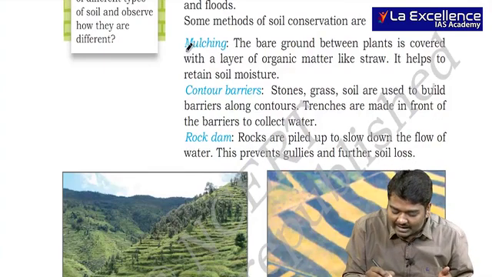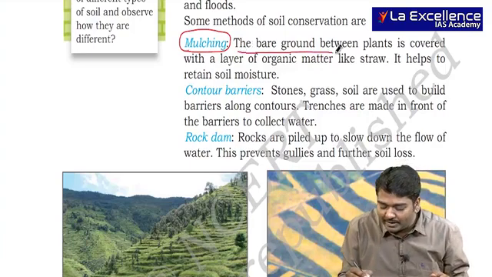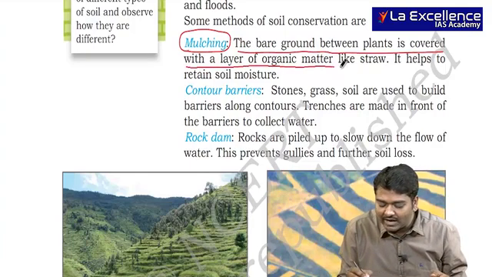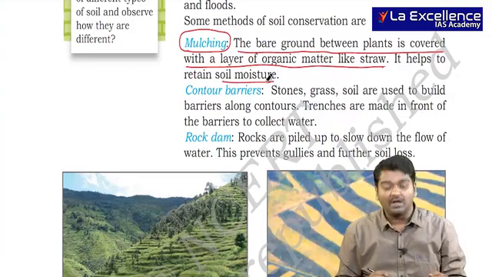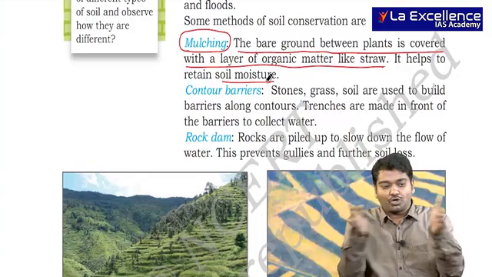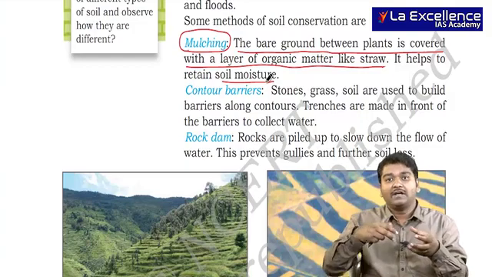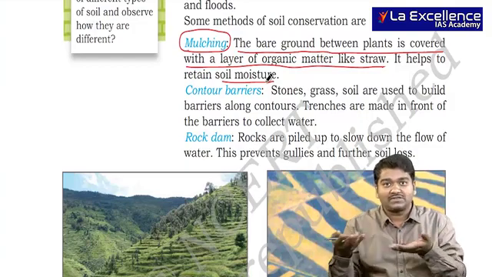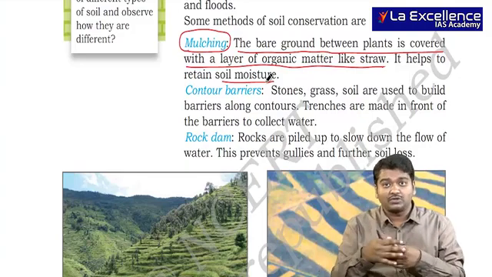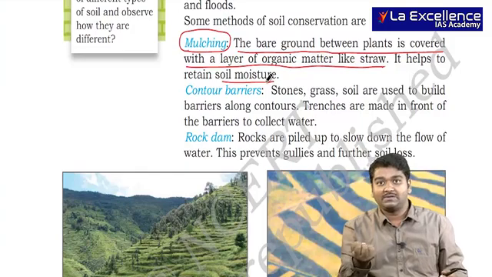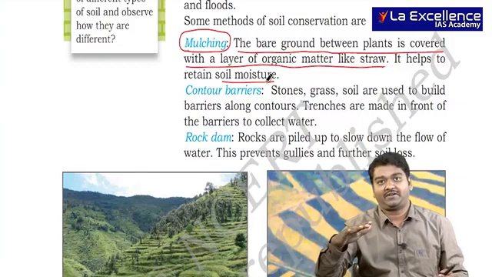The first important thing is about mulching. The bare ground between plants is covered with a layer of organic matter like straw. It will actually retain the soil moisture. That is, when you have two plants or two cropping patterns, in between don't give a gap. Instead of that, you have some straw, like grass, or usually you see dried wool being present, so that whenever rainfall happens, it will not carry the water away, but it absorbs and makes it wet.